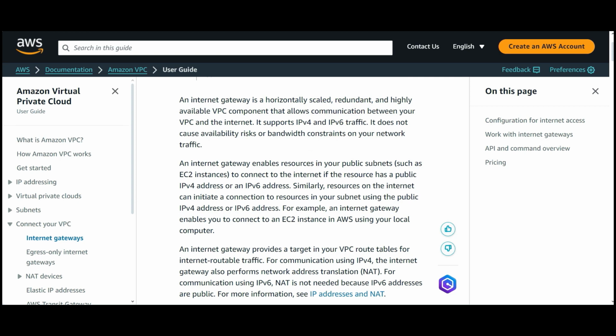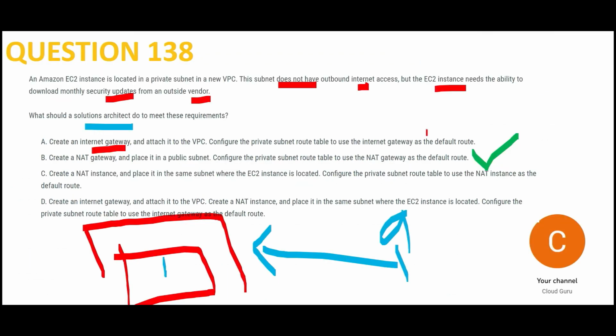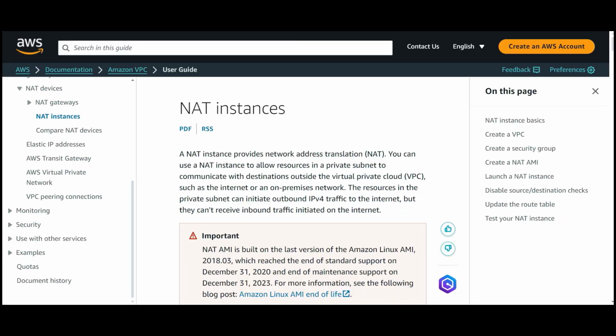Our queen is in a private subnet. She is not accessible publicly. So an internet gateway will not work here because it is a different requirement. So A is wrong. When we talk about NAT instance, it has similar functionality to NAT gateway.